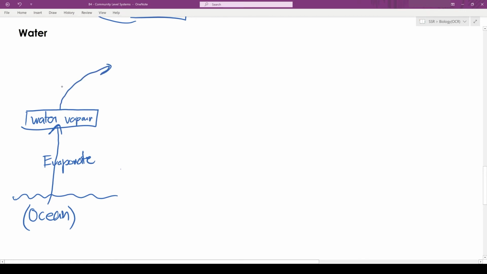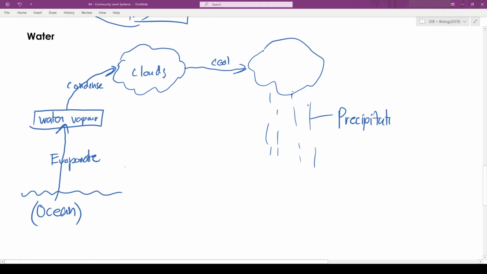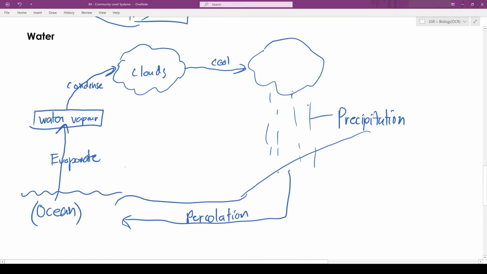The water vapor will condense in order to form clouds. Those clouds will then eventually cool to the point where some form of precipitation, either rain or snow or hail, will fall out of the clouds onto the landscape, and then it may travel underground through a phenomenon known as percolation. It may travel overground as surface runoff, or it may be absorbed by various different plants that are on the surface.